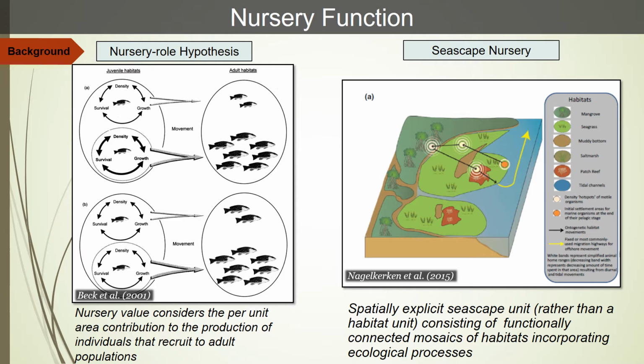According to this hypothesis, if habitat A is the size of a basketball court and habitat B is the size of a football field, and both contribute the same number of individuals to the adult population, then habitat A, the smaller habitat, is of higher value. However, in 2015, Nagelkerken et al. expressed that estuaries are spatially explicit units, or seascapes, consisting of functionally connected mosaics of habitats, incorporating ecological processes, and that we must consider how those habitats are arranged and the characteristics of the habitats when we evaluate their value and function in supporting populations of marine organisms. It is this train of thought that we are considering in this study to evaluate the value of estuarine habitats in supporting white shrimp populations in Georgia.